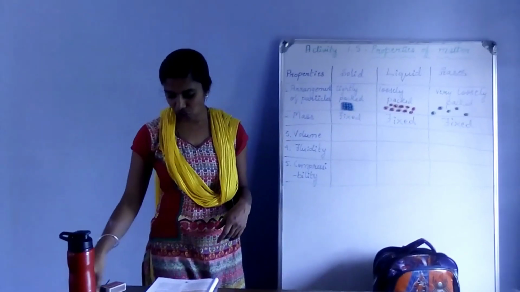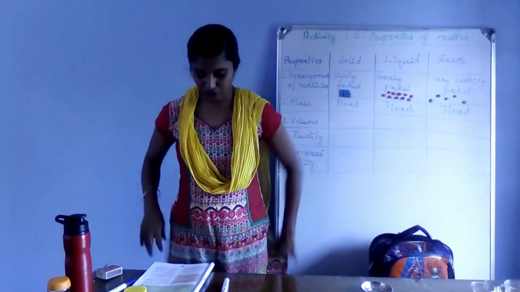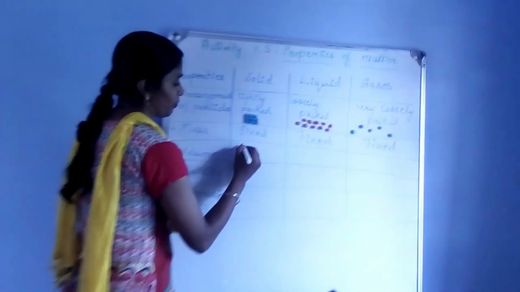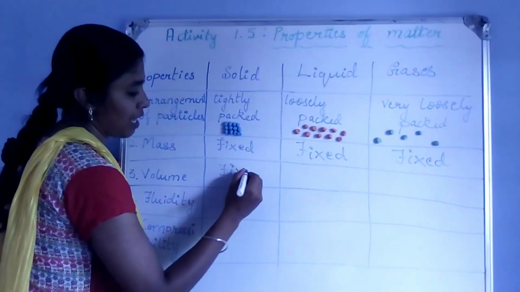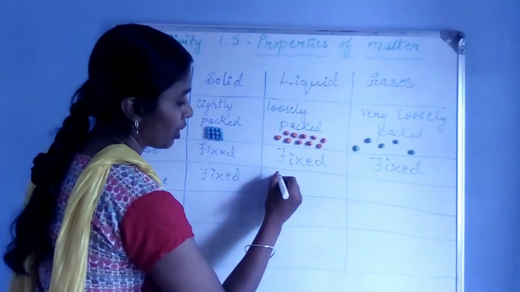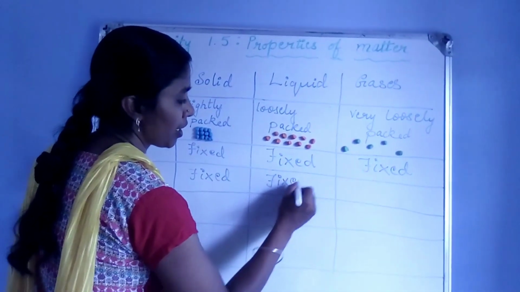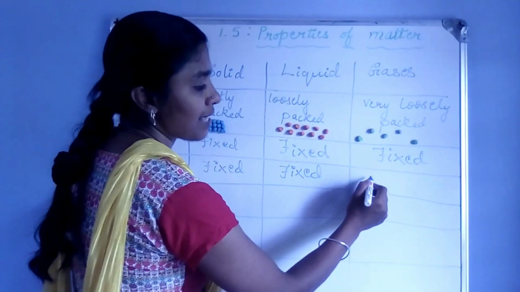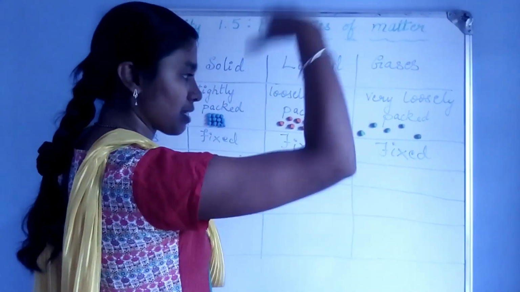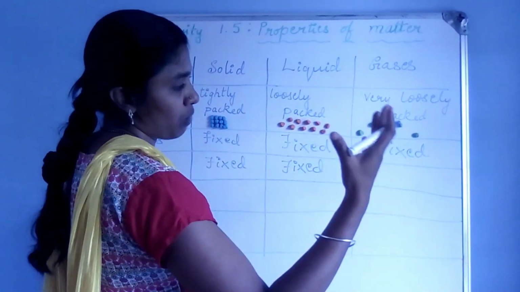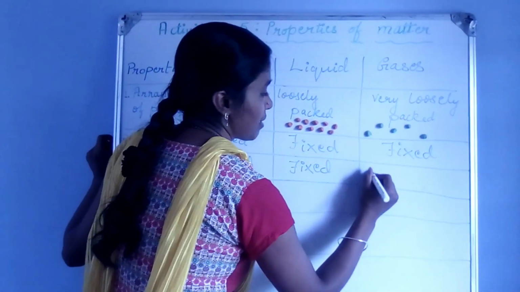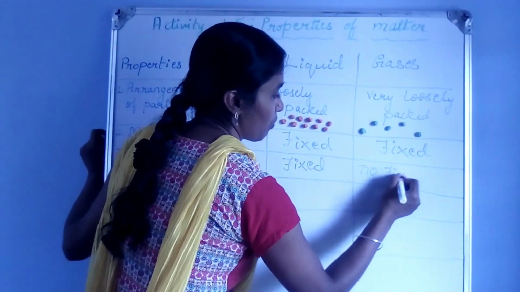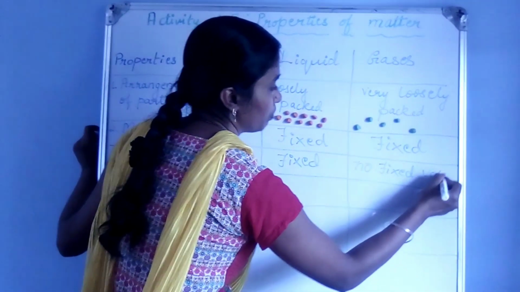Then to show the shape, okay, we'll fill up this table. Volume: we saw that solids have fixed volume and we also saw that liquids have fixed volume. 150 ml means it has 150 ml only, in whatever beaker you take, whereas gases occupy the space which is available in 150 plus 150 ml of that beaker. So it doesn't have fixed volume. So you can write no fixed volume.